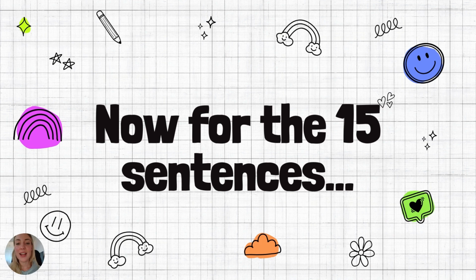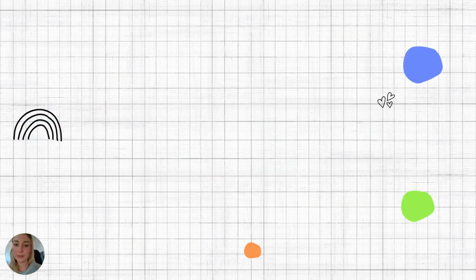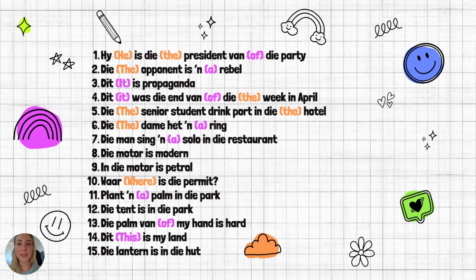Now, let's get into the 15 sentences. Don't worry if at this point you can't really remember the 5 words. I have highlighted them in the 15 sentences, so you will be able to refresh yourself. Here are our 15 sentences. Number 1. Hy, which in our previous lesson we learned means he. All of the orange highlighted words are the words we learned in the previous video, and the pink ones are our 5 words that we learned now.